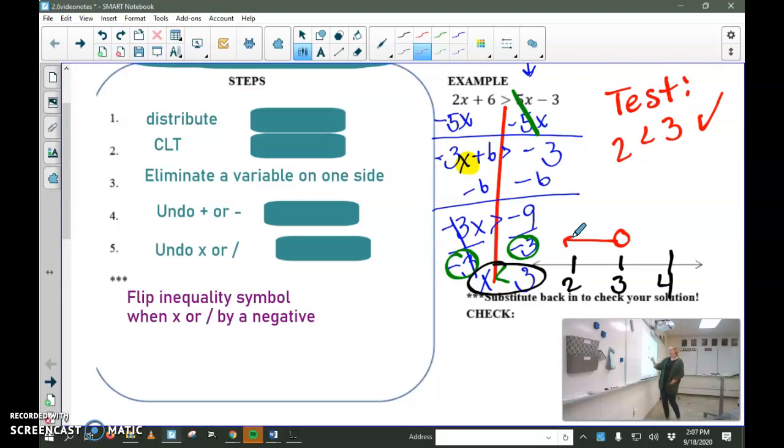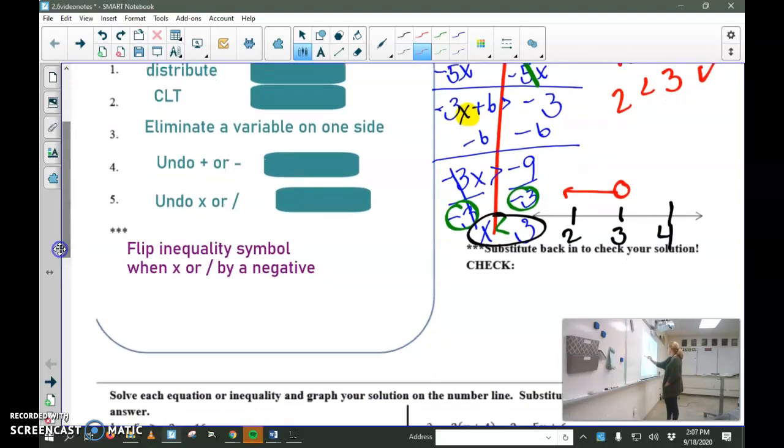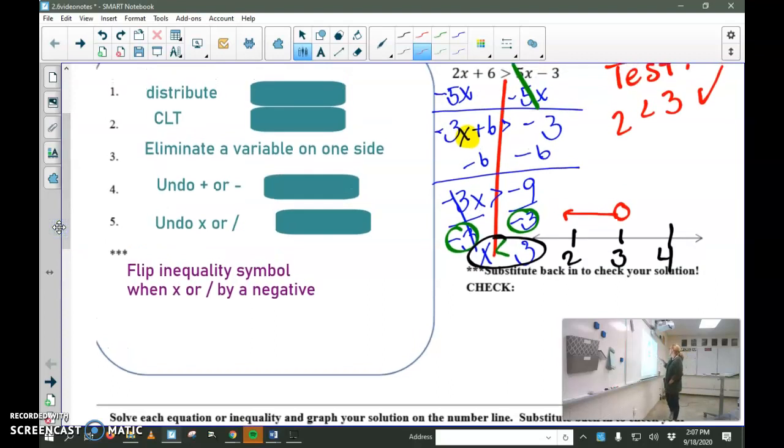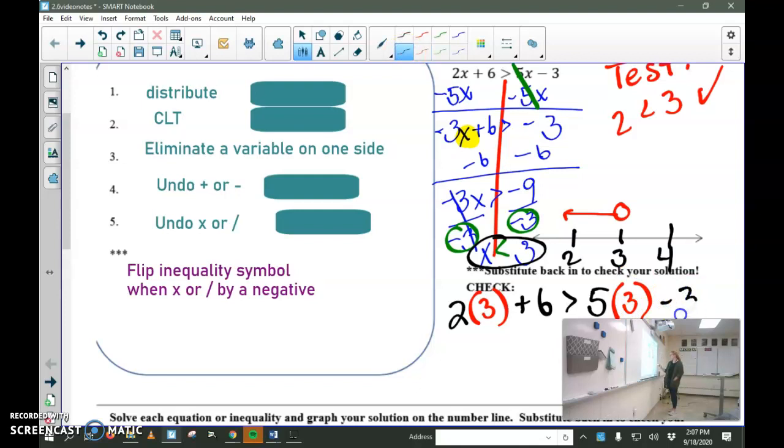Okay, then I want to check this. To check this, it says substitute back in to check your solution. What that means is I'm going to take this answer of 3, and I'm going to replace the x in the original inequality with the 3. So I've got 2 times, I'm going to replace the x with 3, plus 6 greater than 5 times, I'm going to replace the x with 3, minus 3.